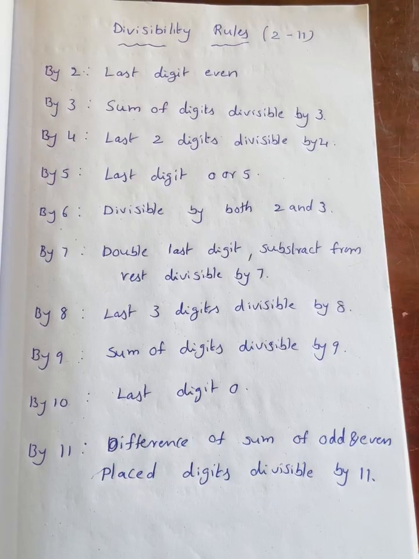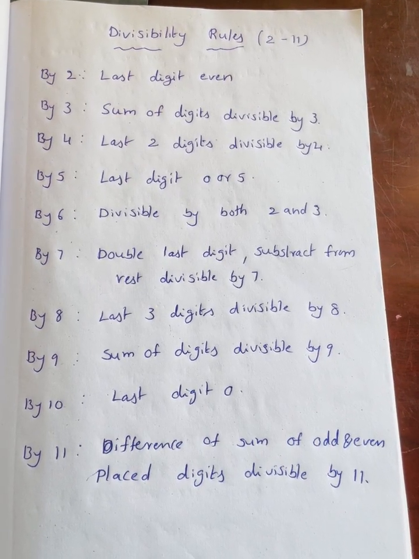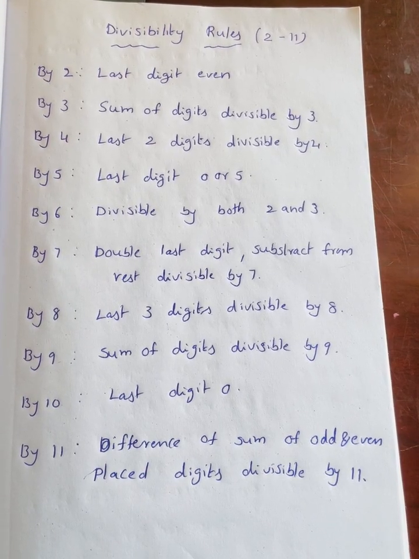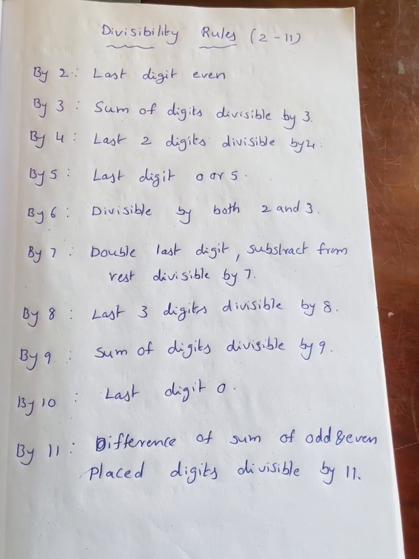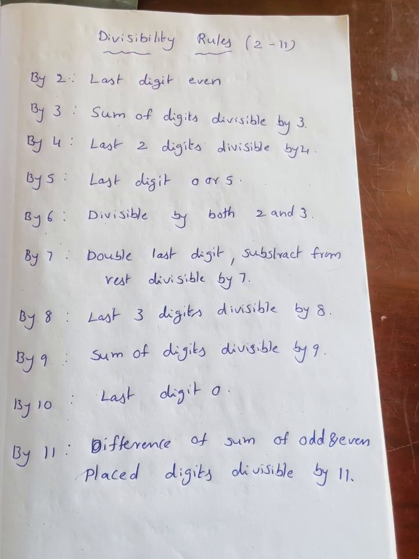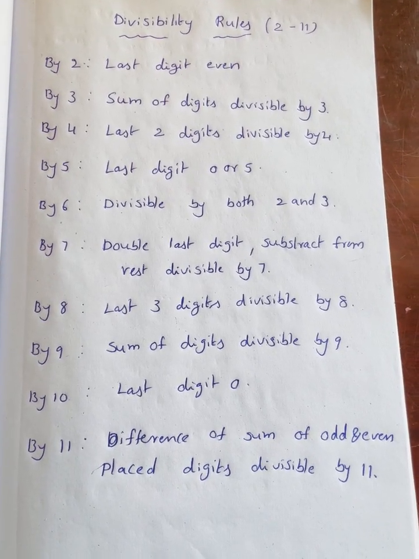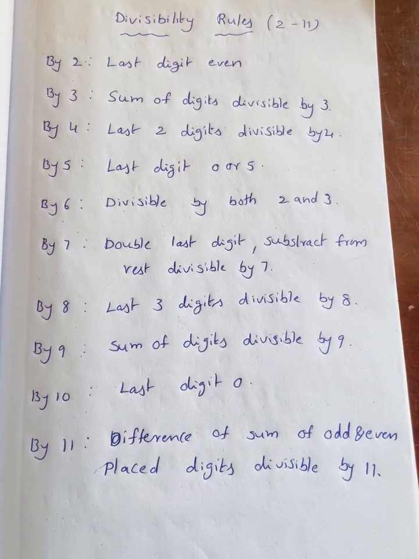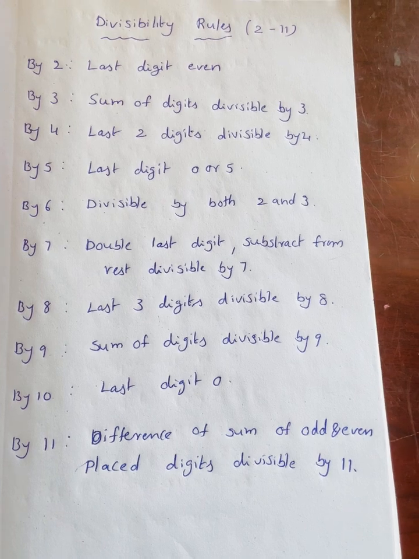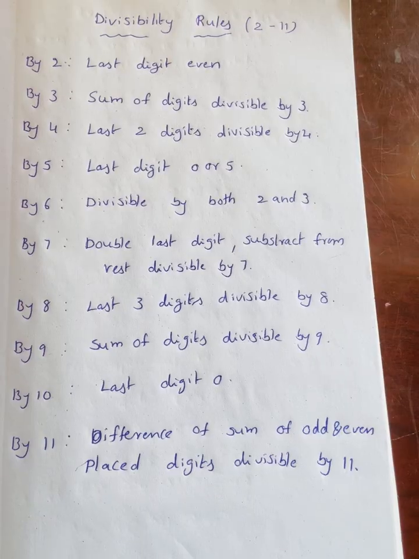Next, by 5. The last digit must be 0 or 5. So if we want a number to be divisible by 5, its last digit must be 0 or 5. Like this: 10, 100, 1005, 15. By 6, the number must be divisible by both 2 and 3. If any number is divisible by 6, that number must be divisible by 2 and 3.